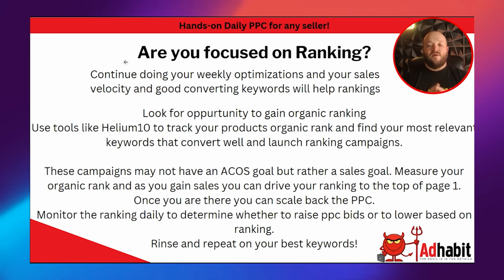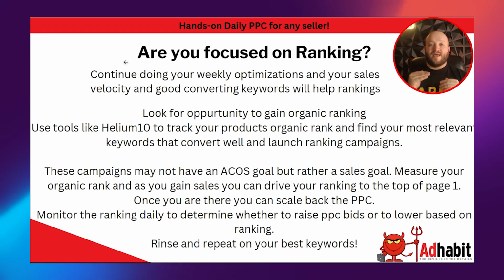Other than that, you want to look for the opportunity to gain organic ranking. You want to see where you're converting well, where you are possibly already ranking, and if it's a super relevant keyword. And what I suggest to do is to actually come up with organic ranking campaigns. Now, these campaigns have a specific goal, like I mentioned earlier, on sales velocity. As long as you push more traffic and your conversion rate stays high, you should see your organic ranking continuously climb to the top of page 1.